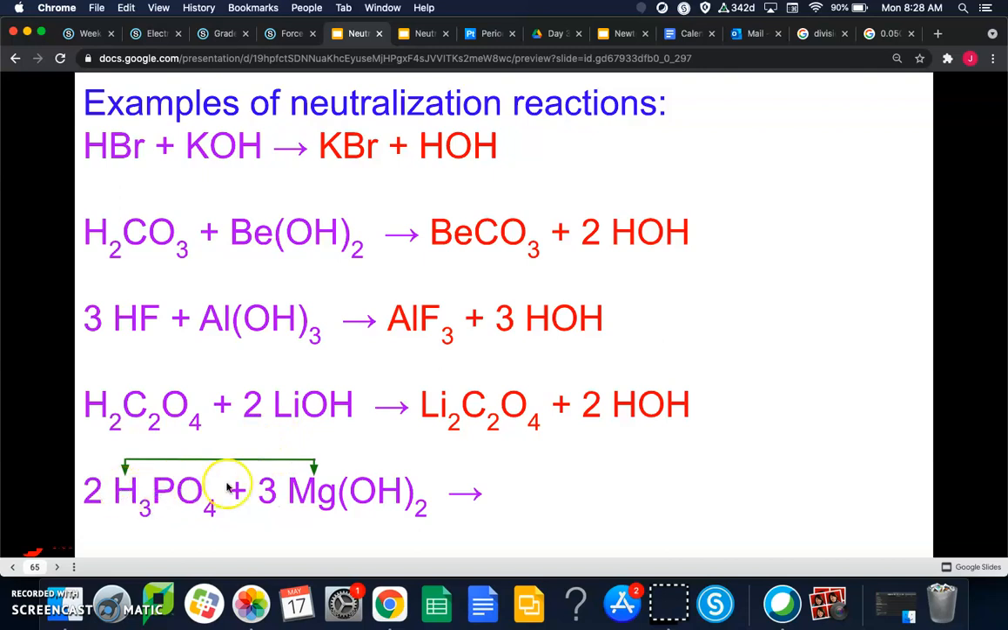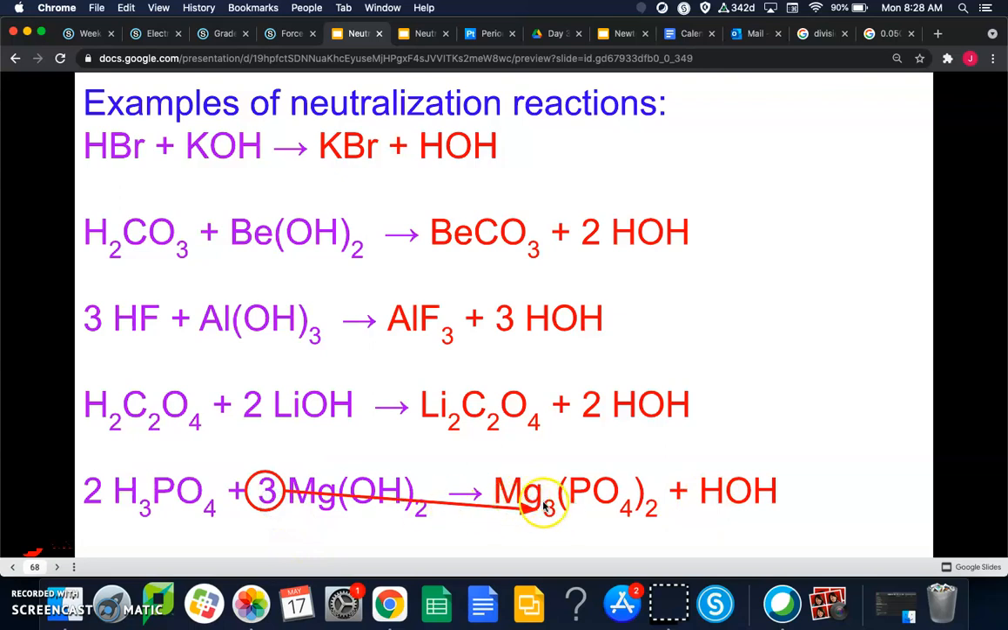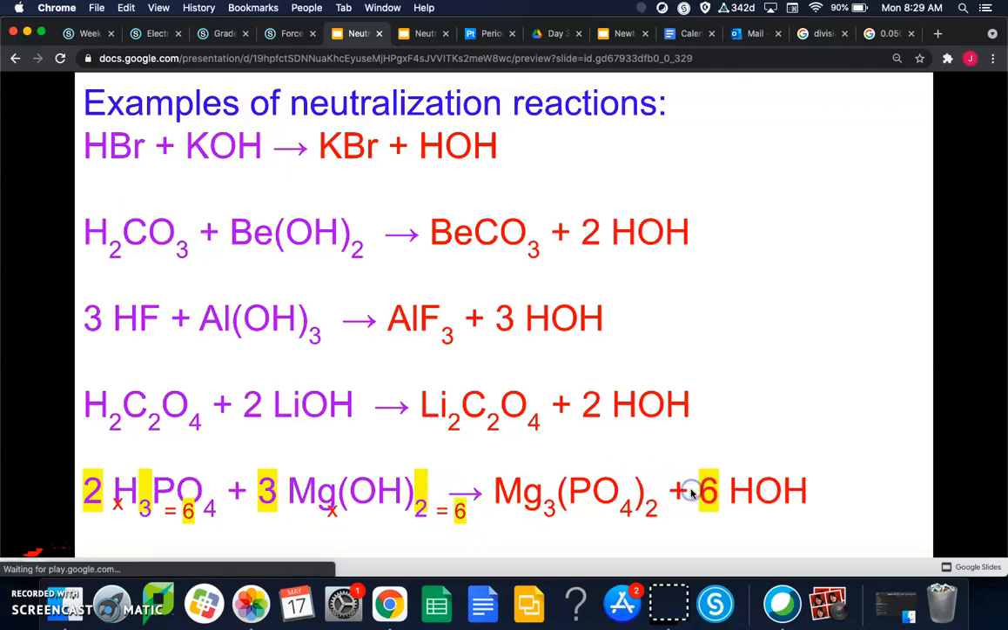Now I'm going to switch place with hydrogen and magnesium. So these are my products. Again, I need 3 magnesiums in my ionic compound because of this 3 that was out front. I need 2 phosphates in my neutral ionic compound because of this 2 that was out front. All right, and this is just to balance. Okay, and again, there's 6 hydrogens on this side. There's 6 hydroxides on this side. 6 hydrogens and 6 hydroxides will produce 6 waters.